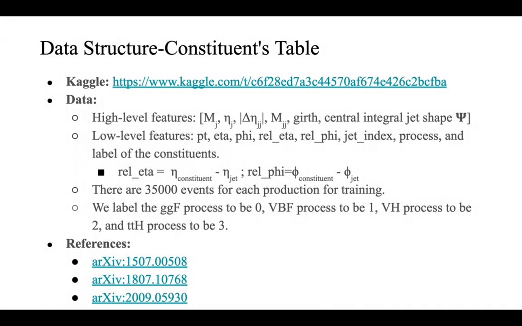In this dataset, we have 4 labels. Gluon fusion is labeled 0, vector boson fusion is labeled 1, the VH process is labeled 2, and finally the TTH process is labeled 3. Here are a few references you might find useful. Some of them also contain the source codes to reproduce the result of the paper.